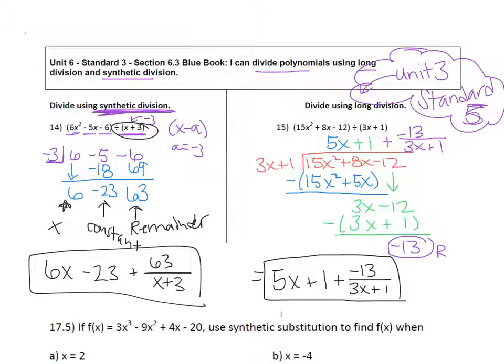If you wanted to change this to be a subtraction sign, you could. So make it minus just a positive 13 over 3x plus 1. You could also do that.